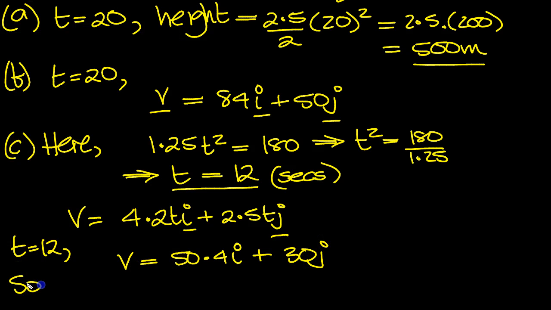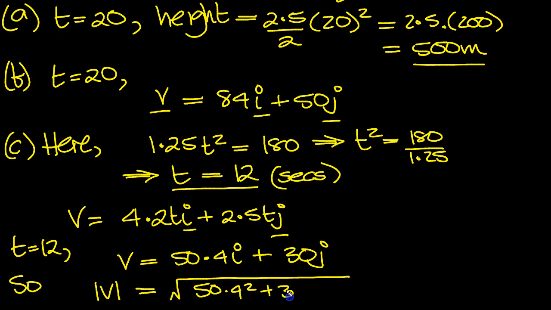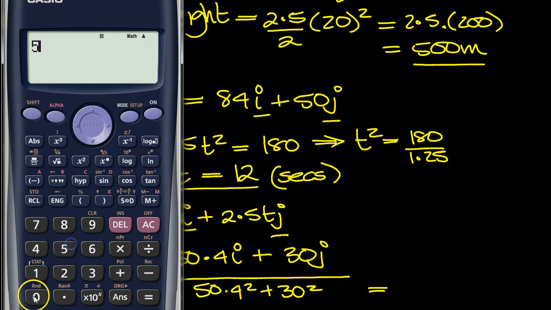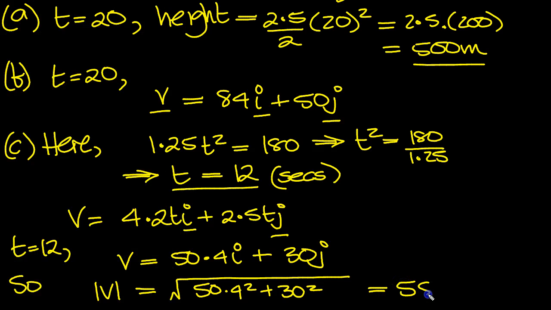j. So the speed then, the magnitude of the velocity, is the square root of these two sides squared. It is equal to 50.4 squared plus 30 squared equals, okay, that's our answer. Now we need to square root the answer. We get 58.7 to three significant figures. 58.7, and that's the three SF, and this is meters per second, isn't it?